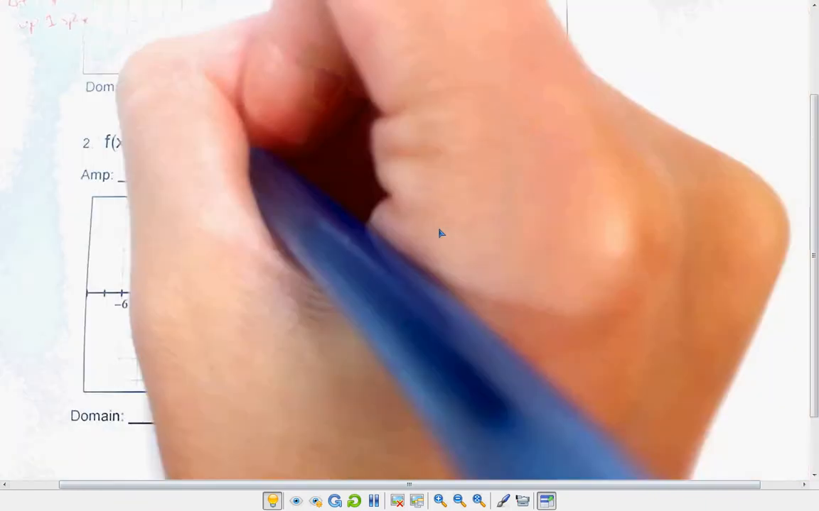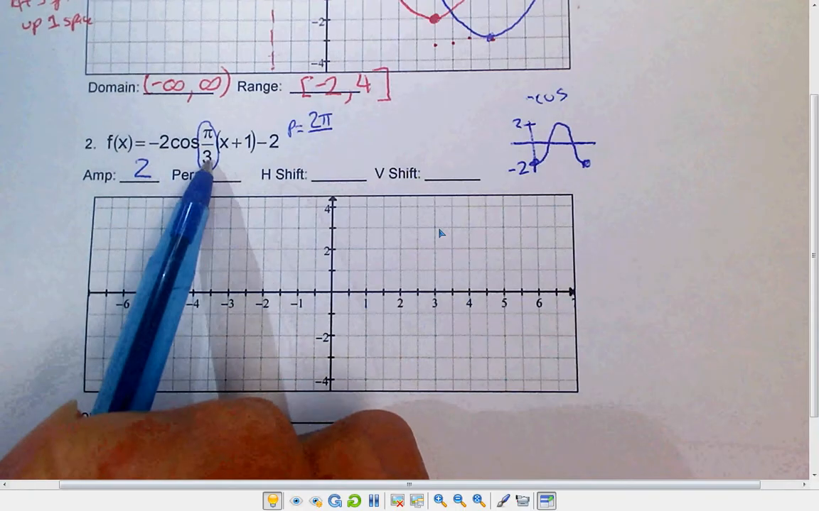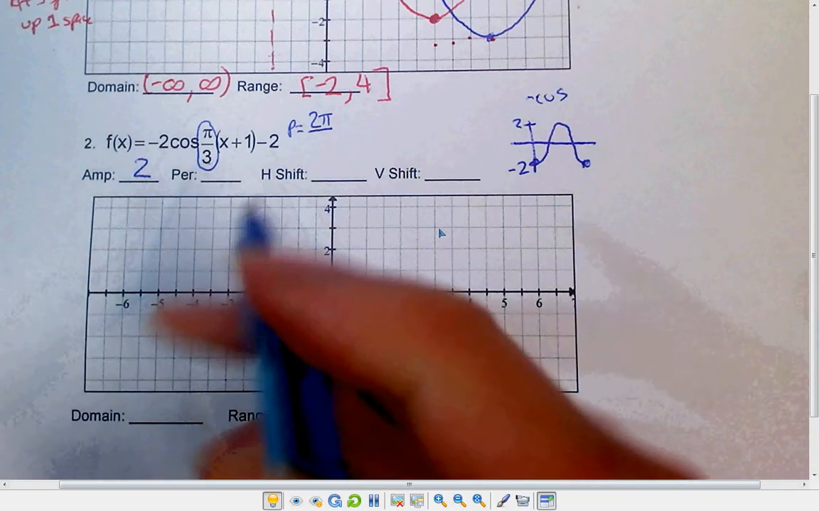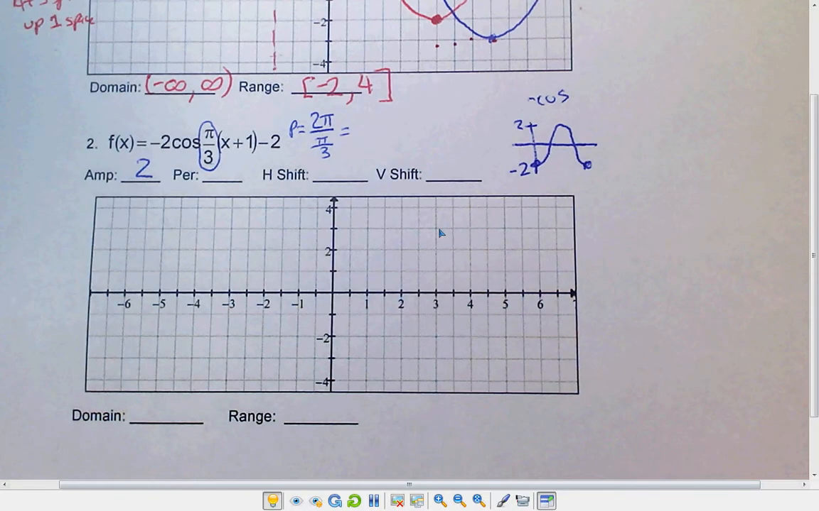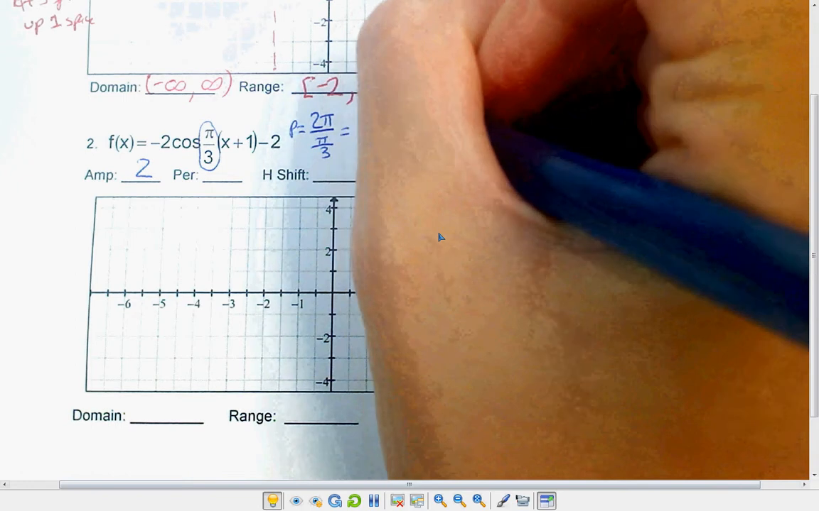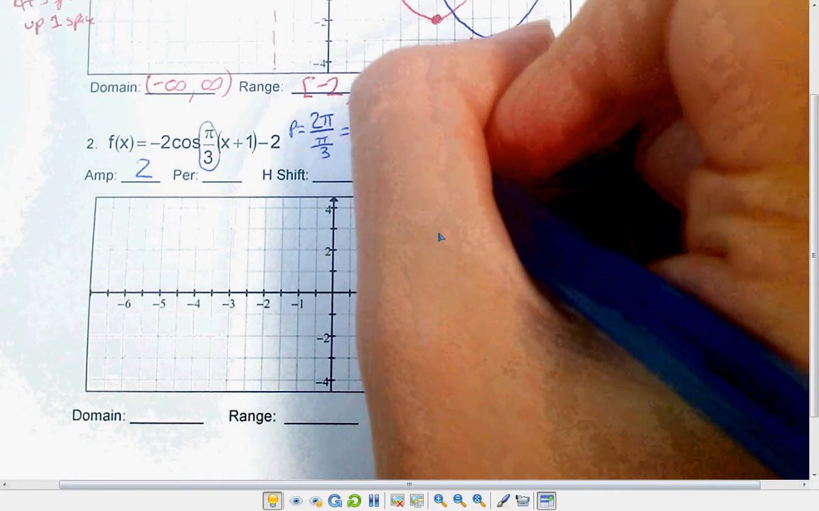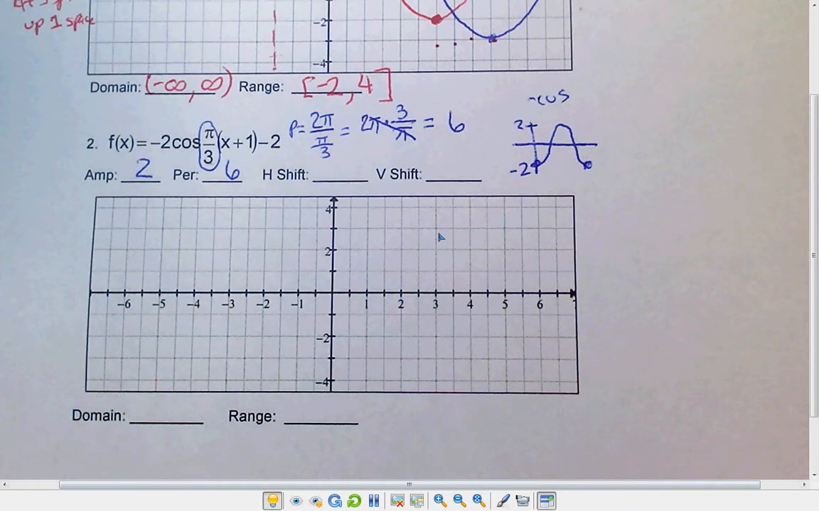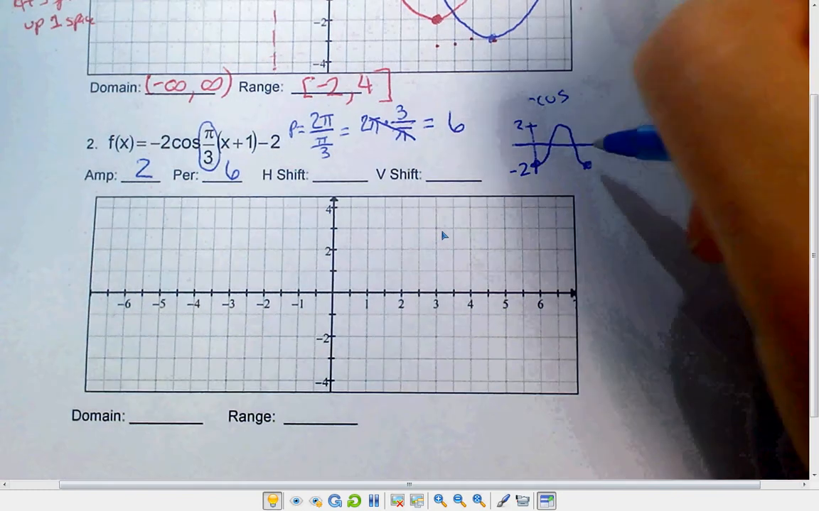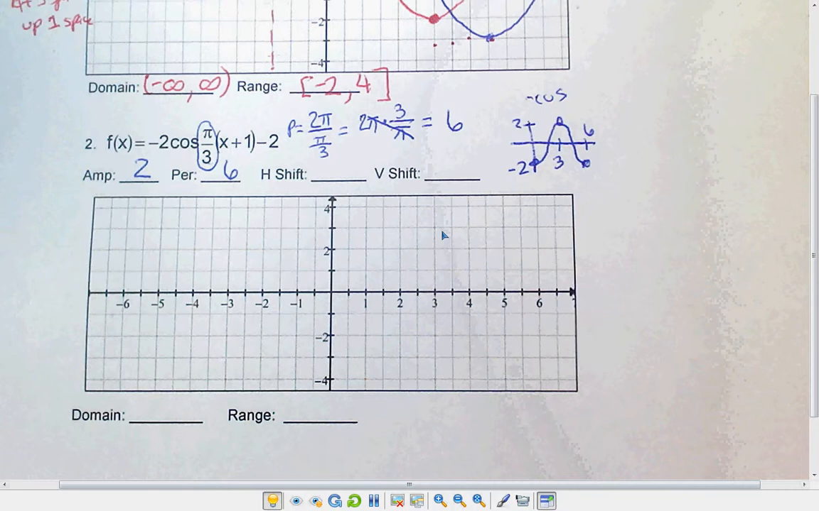And to find our period, we're going to do 2 pi divided by your b value, which is the number in front of the x. It's the pi over 3. Dividing by a fraction is the same thing as multiplying by its reciprocal, so we're going to do 2 pi times, let's flip pi over 3, it turns into 3 over pi. Pi's cancel out, and this just gives us a period of 6. So on my sketch, here is 6. Your midpoint then will be at 3.